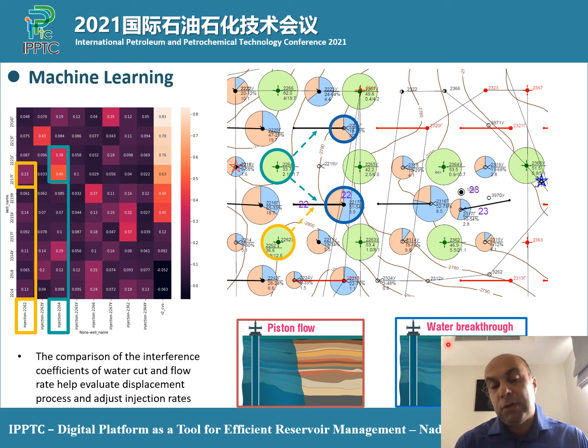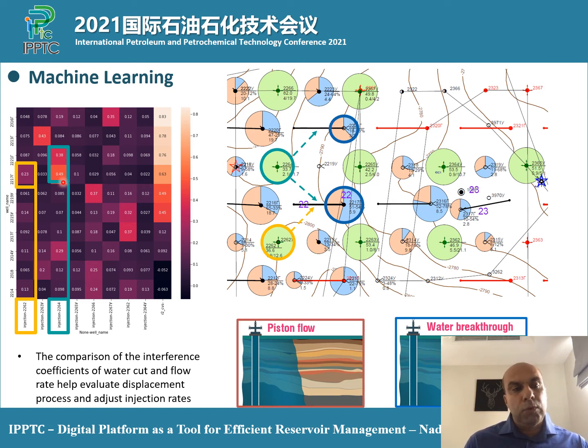But reality always shows us a water breakthrough, or when you have a more conductive, let's say natural fractures, then the water follows the path of least resistance, and that injection water is lost.